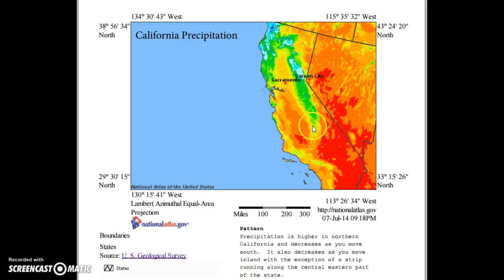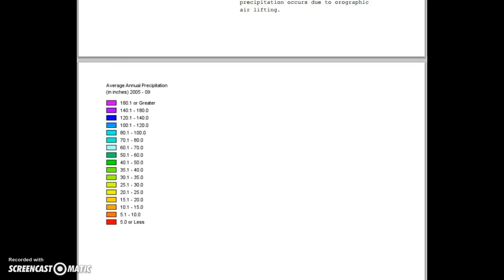And what we have here are the Sierra Nevada mountains. Again, here we have orographic precipitation. These are very high mountains. So air rises, cools, and condenses on the windward side, and we have again the rain shadow effect on the backside or the leeward side of these mountains.